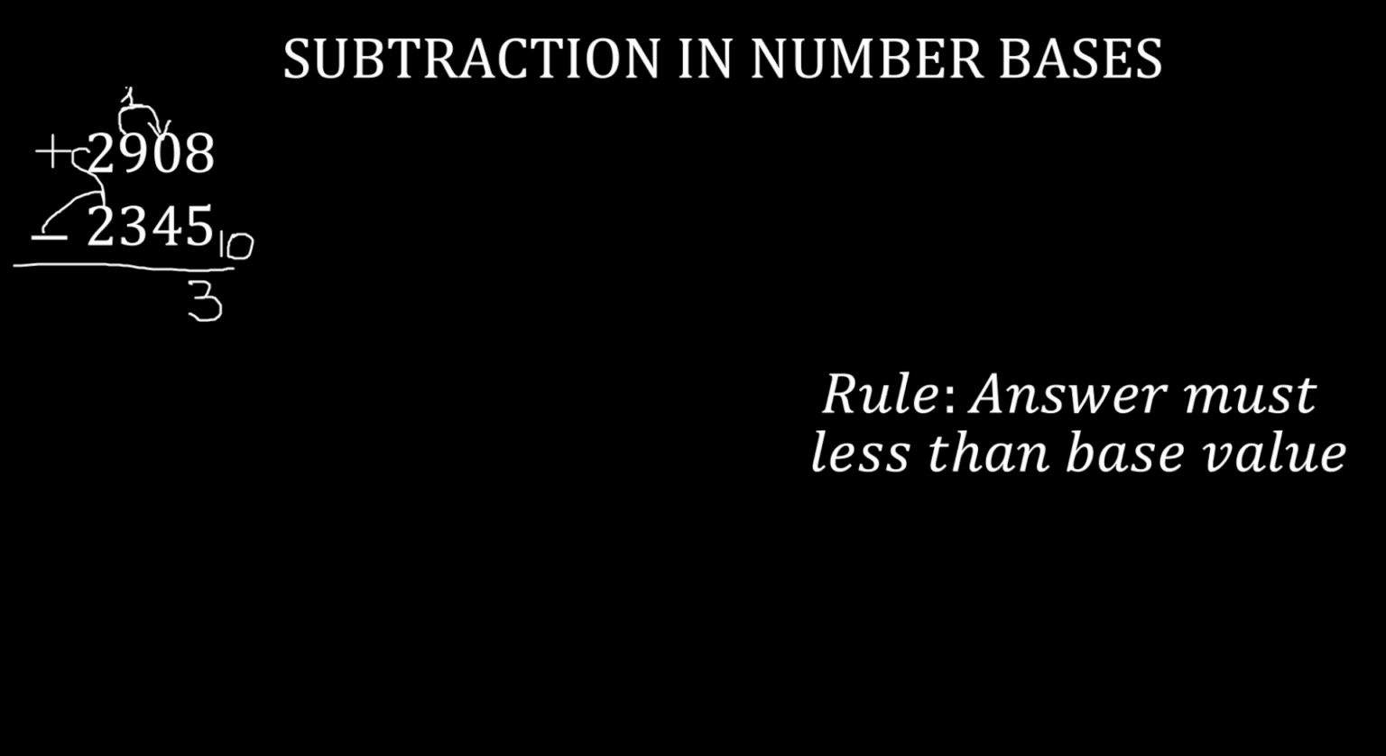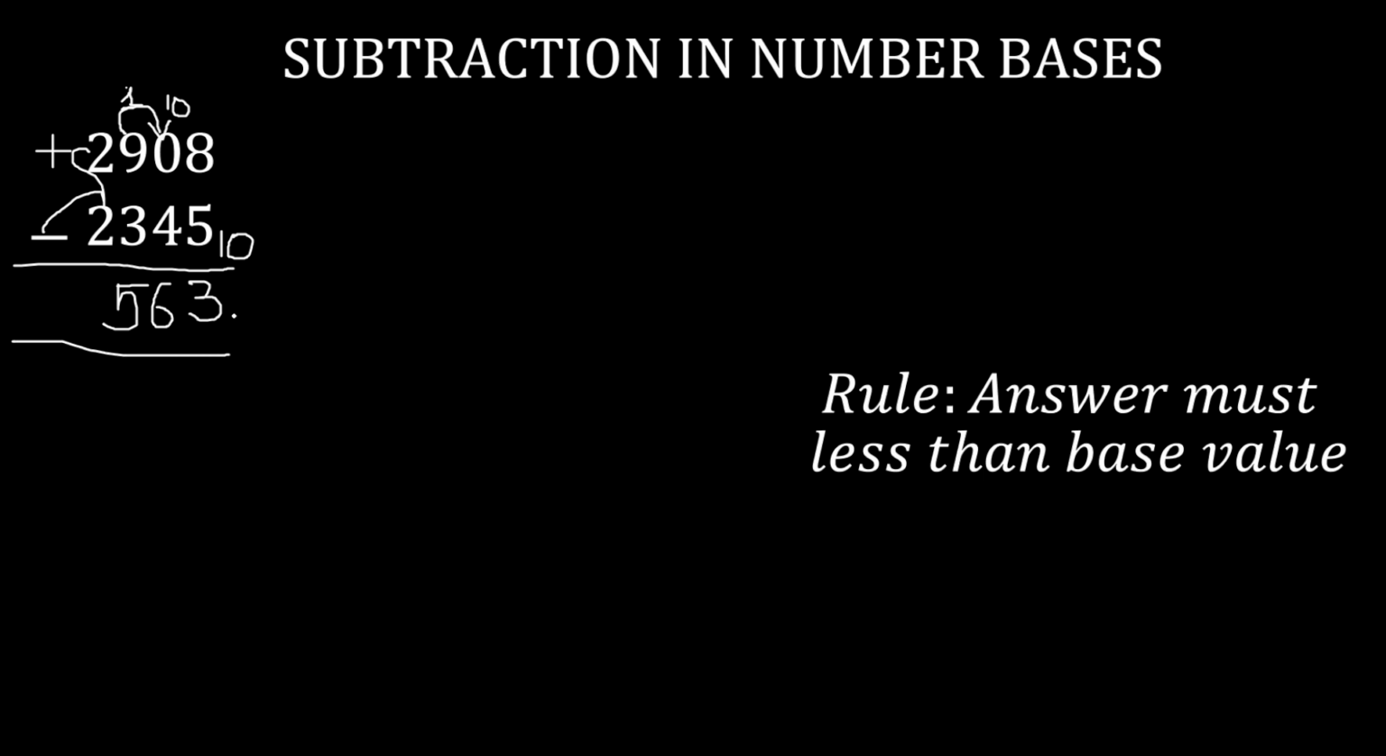That makes this 9 remain 8. When this 1 gets to this place, it automatically becomes 10. Why does it become 10? Because we are working in base 10. If we are working in base 3, it will become 3. If we are working in base 4, it will become 4. So now we have 10 minus 4. This is 6. The next digit is 8. 8 minus 3, that is 5. So 2 minus 2, that is 0. So we are left with what? 563, which is the correct answer.